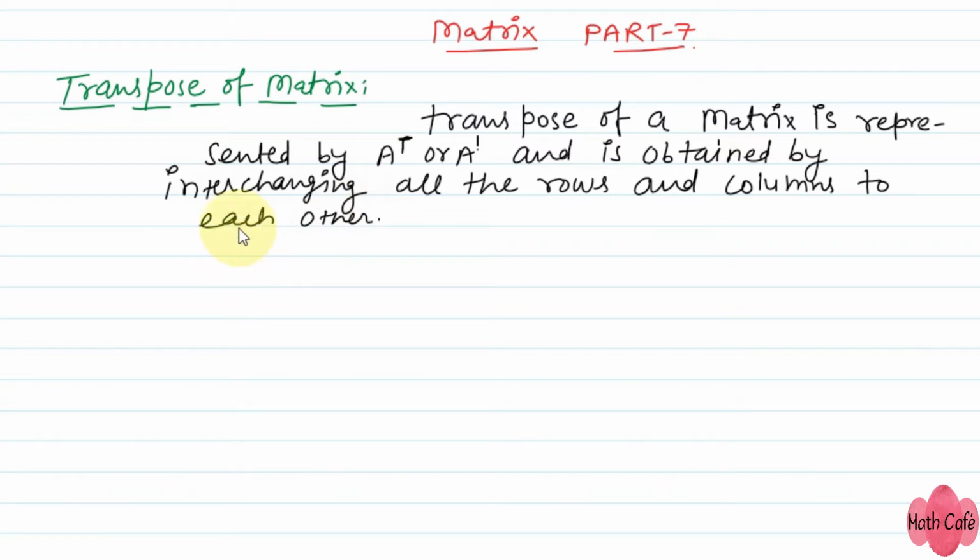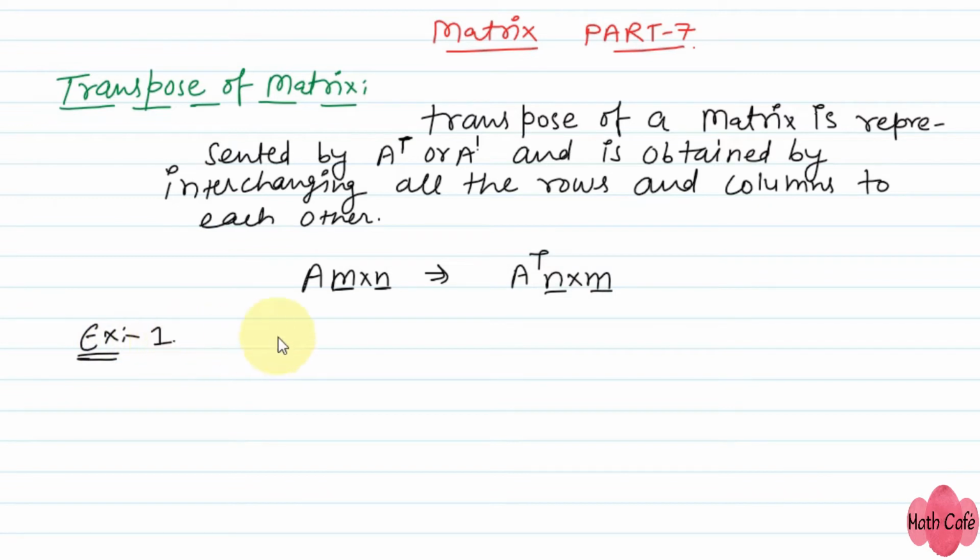So if a matrix is of order m cross n and I am going to obtain A transpose, then the order of A transpose will be n cross m. Because I am going to interchange all the rows and columns, so there are m rows and n columns, so in A transpose there will be n rows and m columns. So let's take an example here.